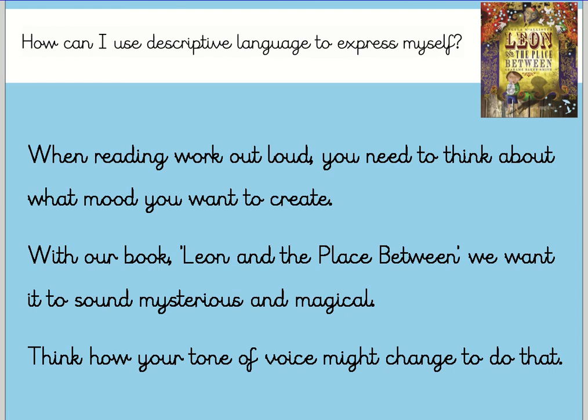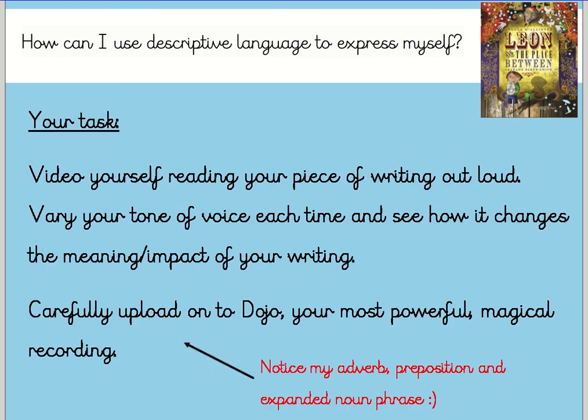Now, when reading work out loud, you need to think about what mood you want to create, which is why we did that task before. Now, with our book, Leon and the Place Between, we want it to sound quite mysterious and magical, because obviously when Leon goes into the box, we're not really sure where he's going to end up. So what you need to do is think how your tone of voice might change in order for your descriptions to sound mysterious and magical. Are you going to maybe speak a bit slower? Are you going to make more impact when you use a full stop and have a pause? It's something to really consider with your writing.